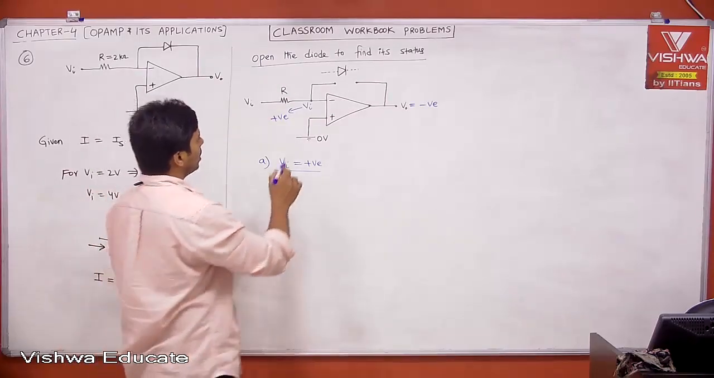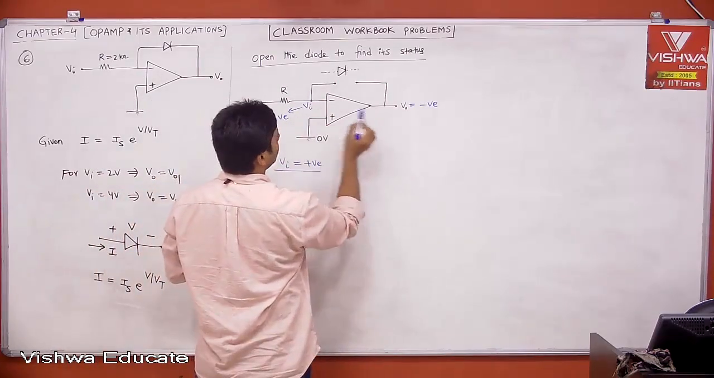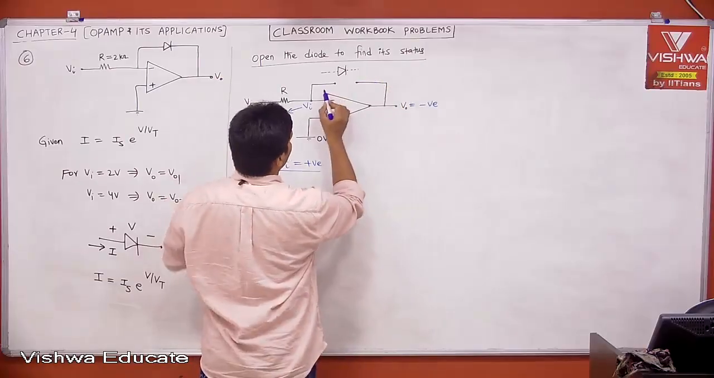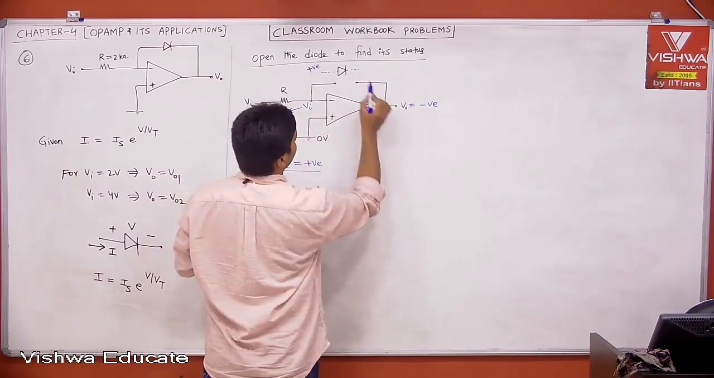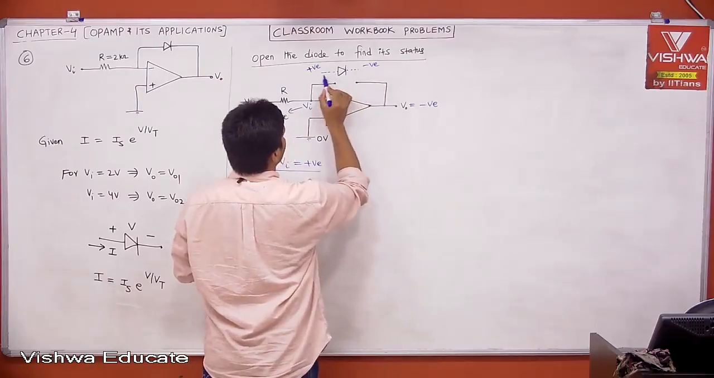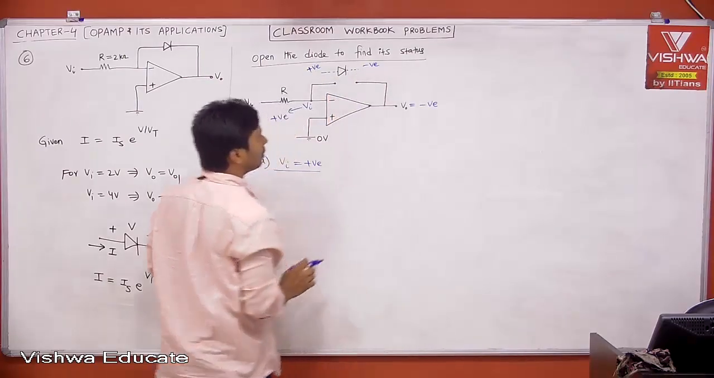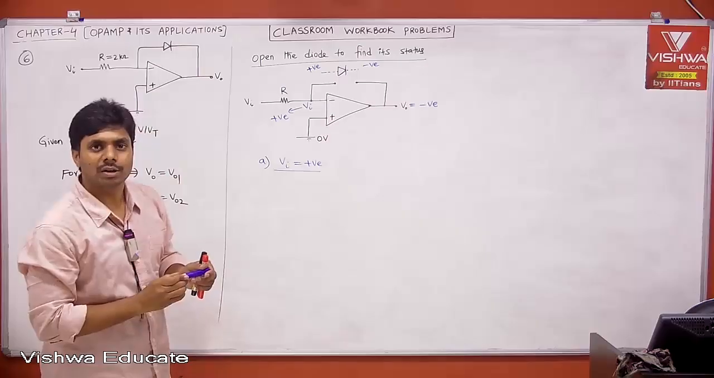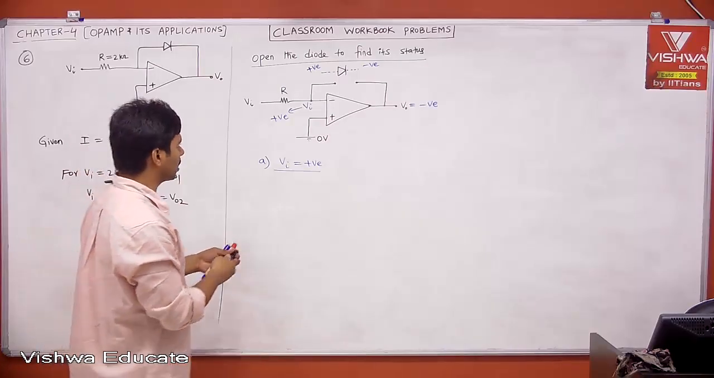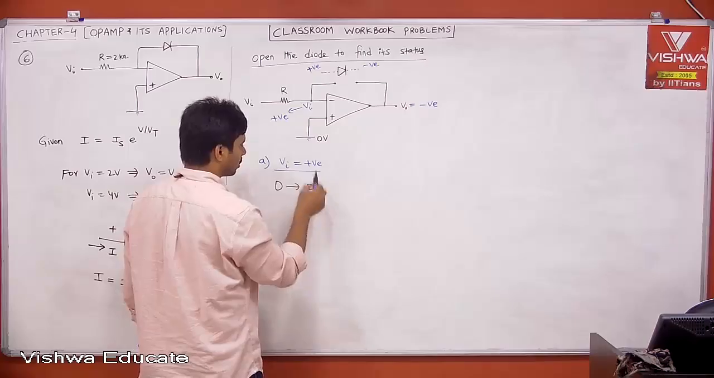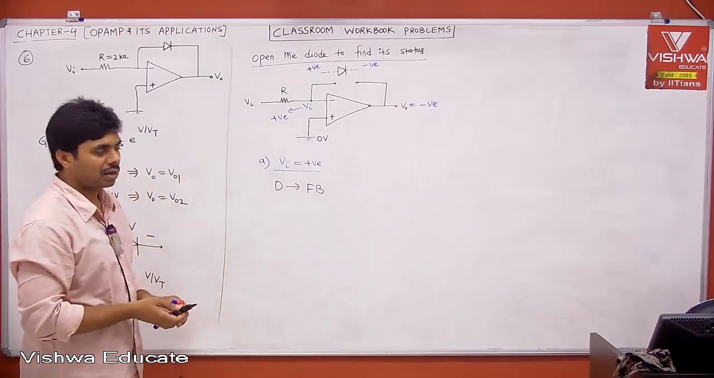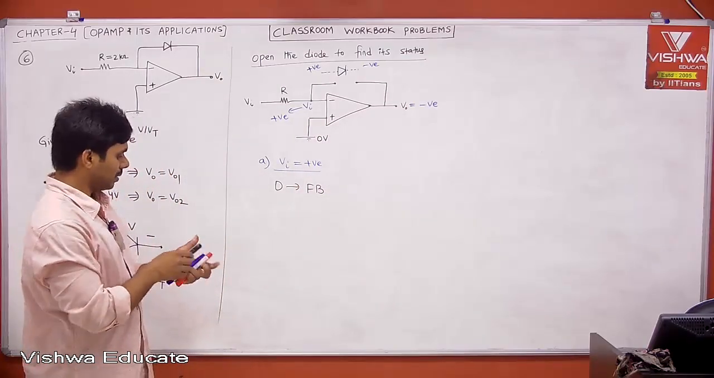Therefore, now tell me, here, this is positive, now this is negative. P is connected to positive, N is connected to negative. Therefore, diode is conducting or not? Yes, diode is conducting. Diode is forward bias. Then we can go ahead.